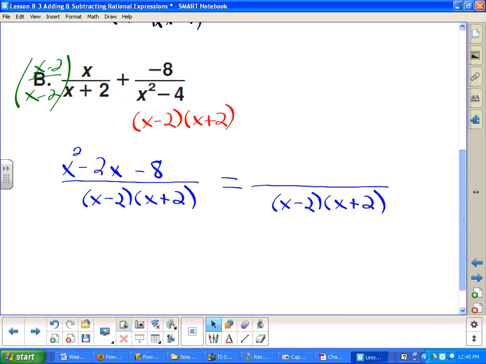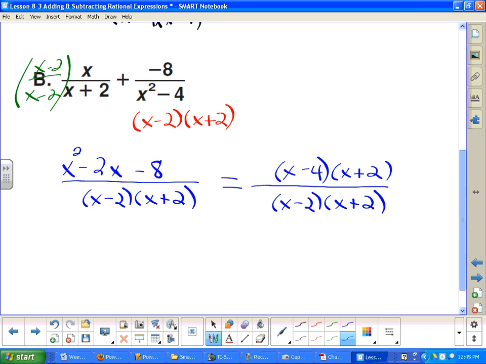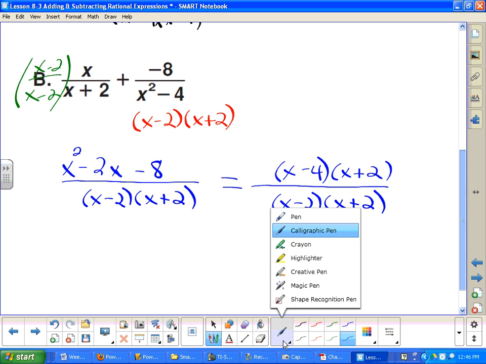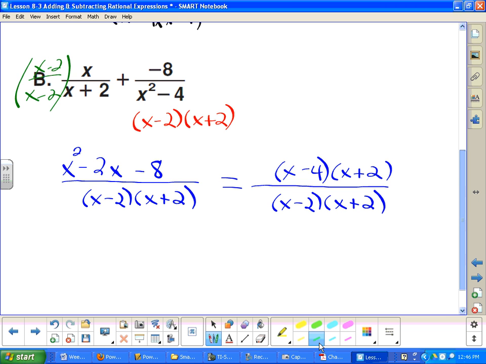All right, so what do I get when I factor the numerator? What, Rachel? Okay. X minus 4 and x plus 2. Now that turns out real nice because I have a common factor then in the numerator and the denominator. So I can cancel both the x plus 2's. So I'm left with x minus 4 over x minus 2.